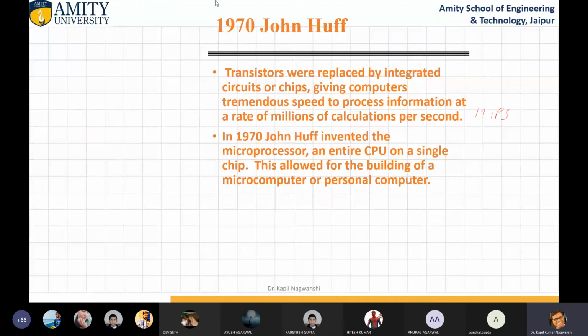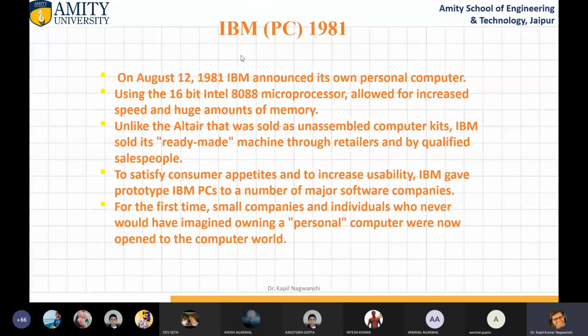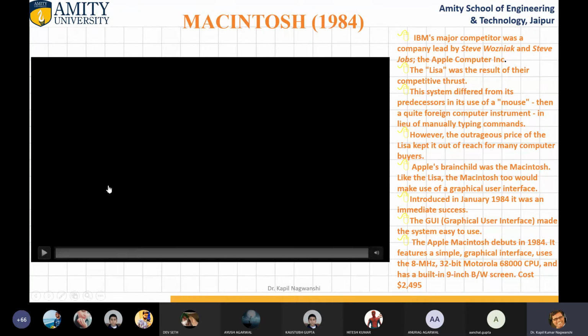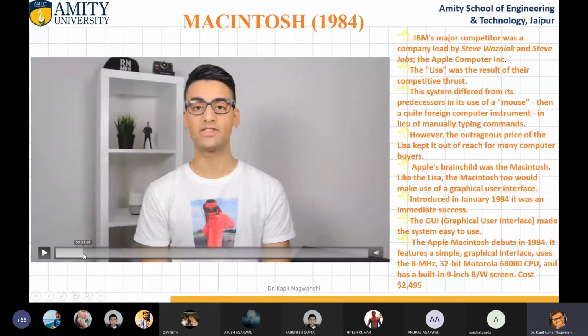After that, the IBM PC came into existence. Then Macintosh was available for general people in 1984. Before that, Mac was originally Lisa, and after that, Lisa transformed into Macintosh. It was a very handy device.